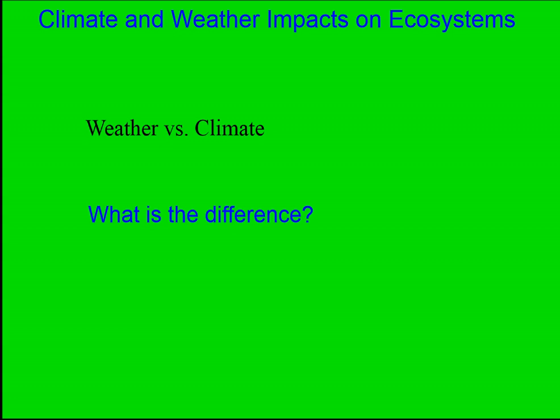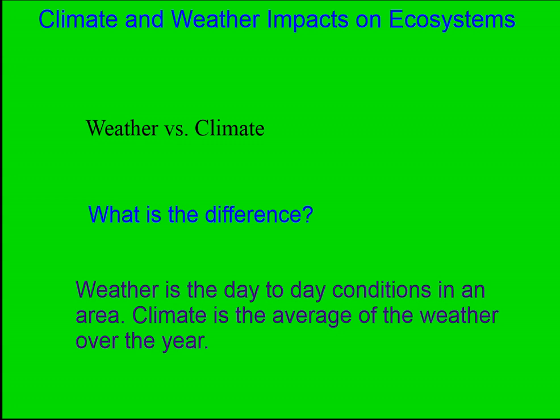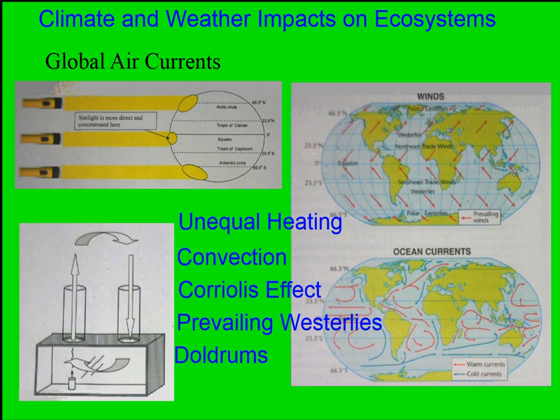Weather is the day-to-day conditions in an area. Climate is the average of the weather over the year. These are the things that we learned at the climate station in our ecology discovery stations. It all starts with the unequal heating of Earth's surface, like this diagram is showing, the equator being heated more than the poles. You then have convection, hot air rising, cool air coming to take its place. This is what causes all of the global winds.